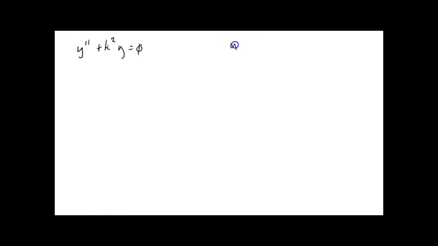The other one is y double prime minus k squared y is equal to 0. Okay? Now, where the k's are any real numbers, these two differential equations are important in applied mathematics. And the auxiliary equation for the first one here would be m squared plus k squared is equal to 0. Now, pretty obvious there's no real roots, okay?